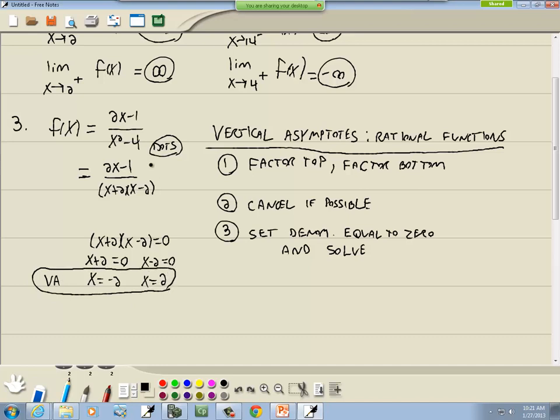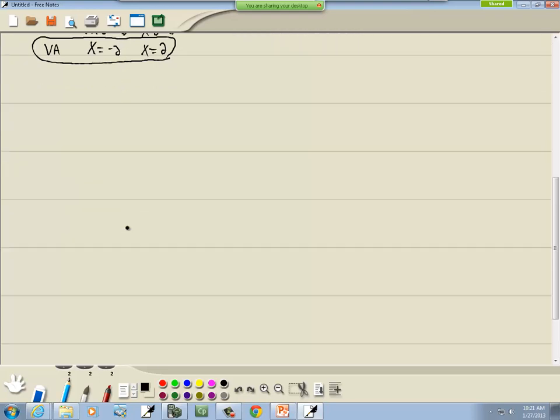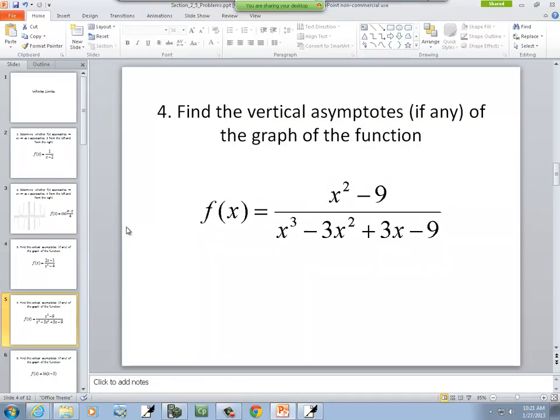Now if I were to graph this, I would see that my graph skims these. Gets real close to it, but never touches, never crosses it. Let's take a look at our next one.